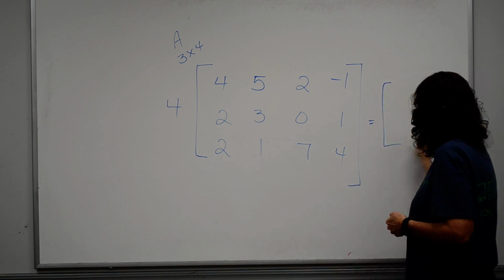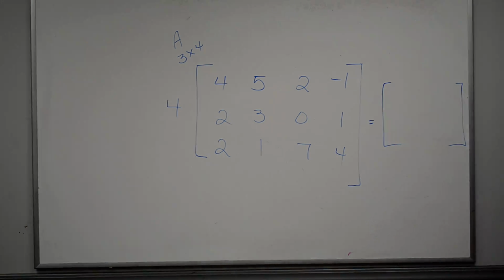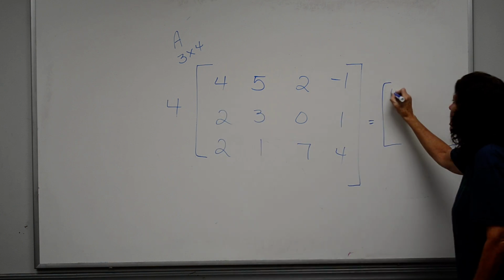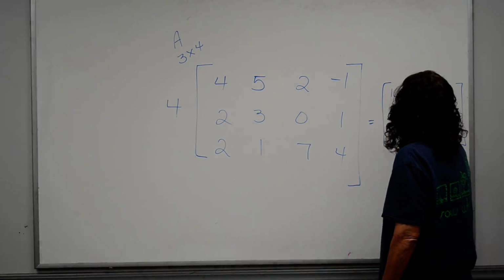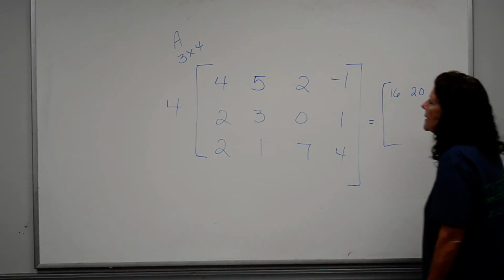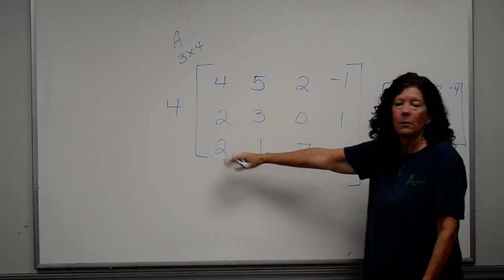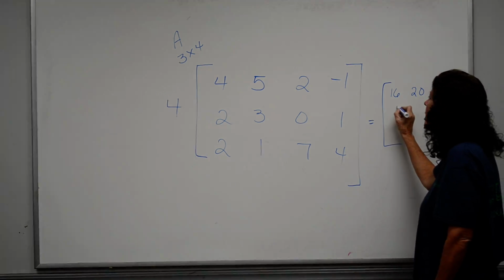Now I'm going to have a matrix over here. I'm going to have to write smaller just because I wrote it in the wrong spot on the board. So what I'm going to do is go 4 times 4, which is 16. 4 times 5 is 20. 4 times 2 is 8. 4 times -1 is -4. Then I go on to the next row. Or I could do it by columns. It really doesn't matter whatever order you decide to do it in.